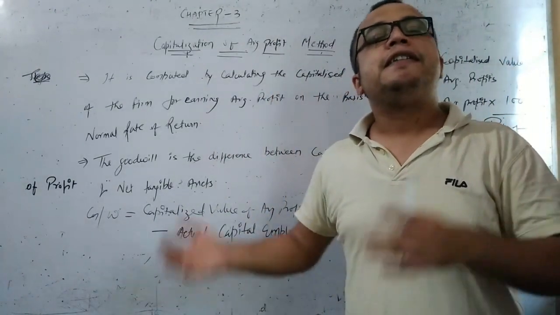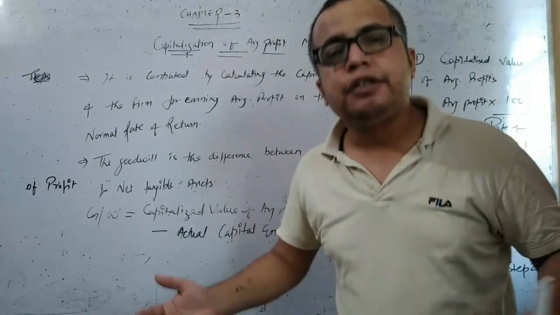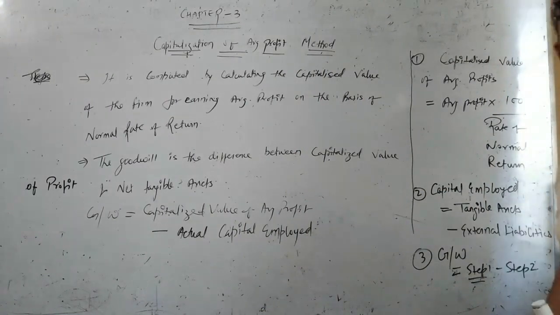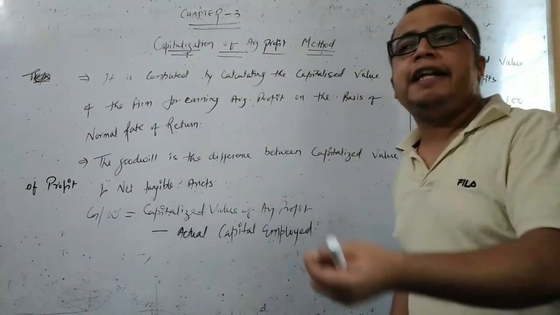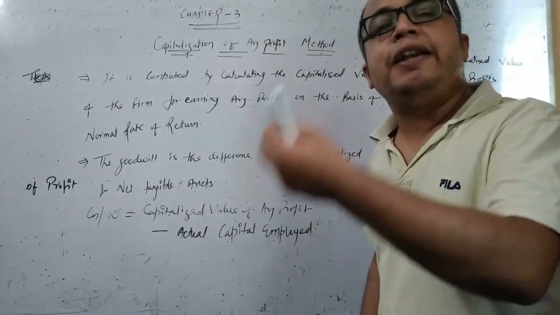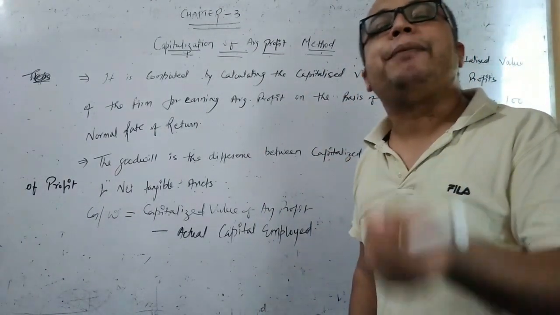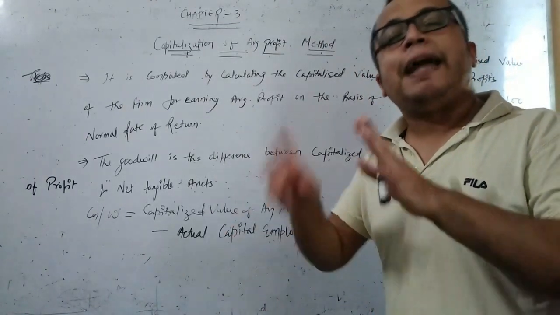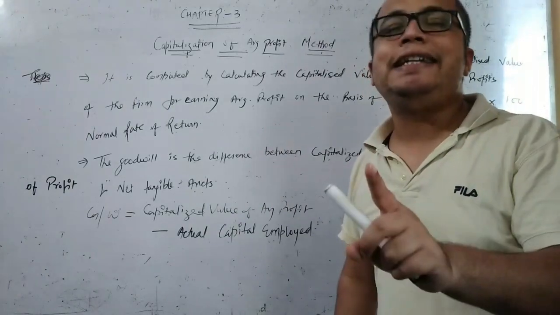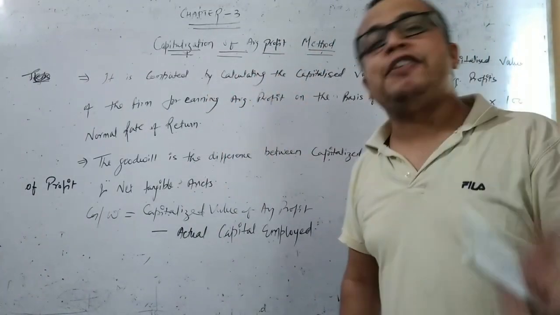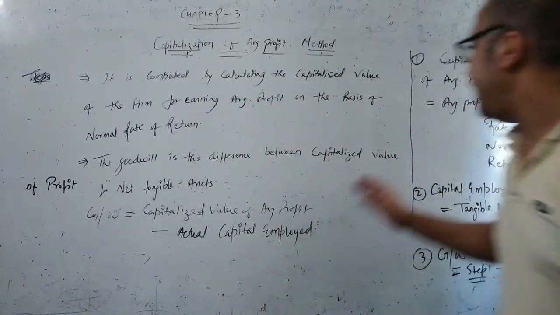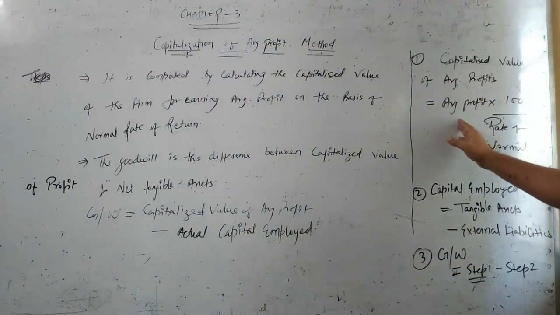Under this method, the steps for computing goodwill are: first, we will compute the capitalized value of average profit, and that is similar to super profit. In the previous method, we divided super profit by the normal rate of return for computing the capitalized value of super profit. Similarly, in this case, for computing the capitalized value of average profit, in place of super profit we will divide average profit by the normal rate of return, and we will get the capitalized value of average profit.